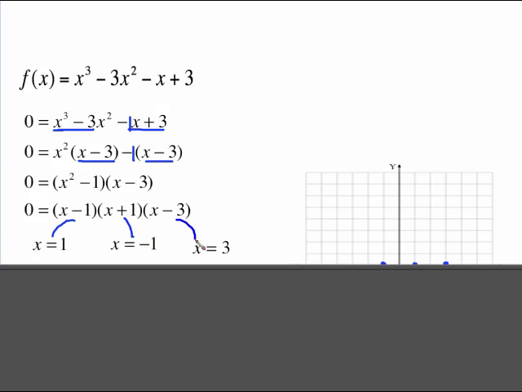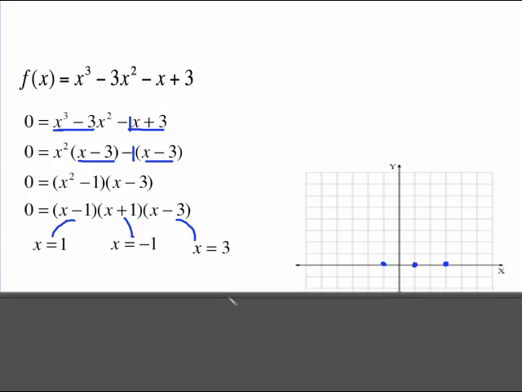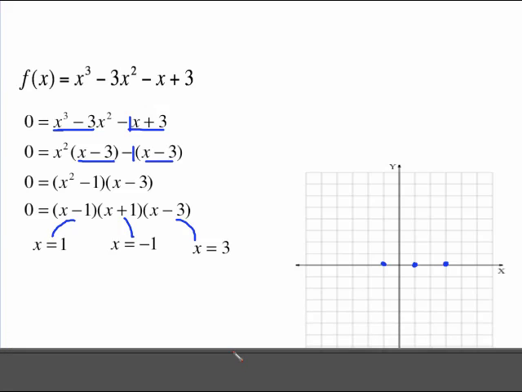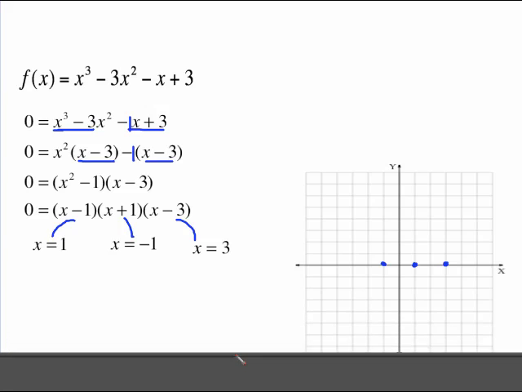Now, I didn't write out the setting equal to 0. You should be able at this point to just look at those factors and change the sign and get those zeros. I place them on the graph. Now, how does that help? Well, we know for sure it has crossed the axis at those 3 points. What does it do between there? Well, that's what we're going to have to figure out.